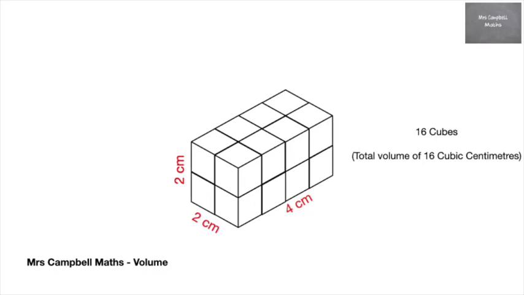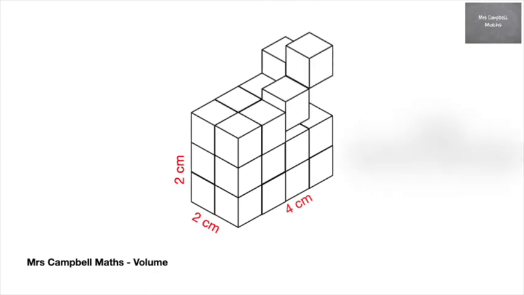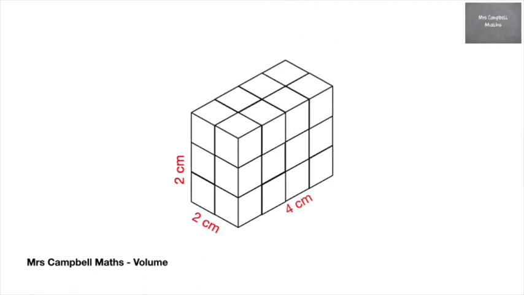Let's add on another layer to that. And you see here now that we again have a cuboid, 2 by 4 by 3. We've got 3 layers, each having 8 cubic centimetres, so it's 24 cubic centimetres.